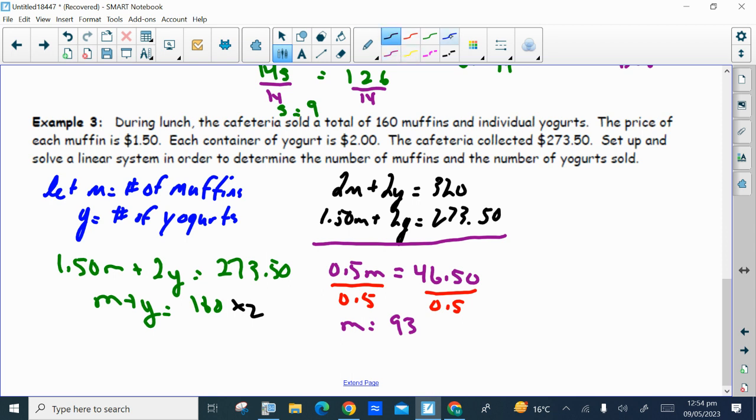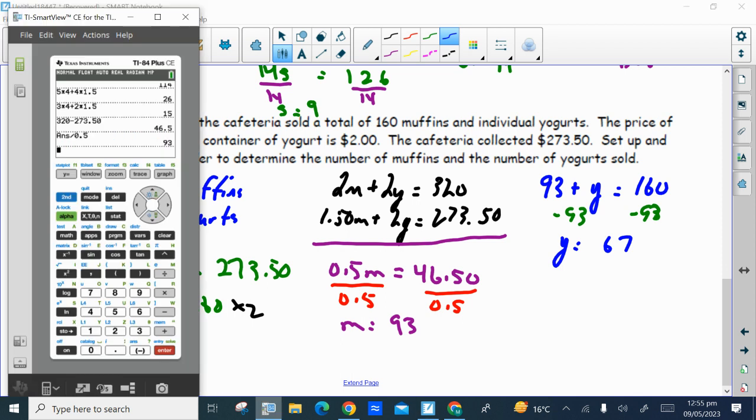To find out how many yogurts, let's use that second equation from the very start, that M plus Y equals 160. To get Y by itself, we would subtract the 93 from both sides, which will give us 67. That means that there were 67 yogurts sold and 93 muffins.